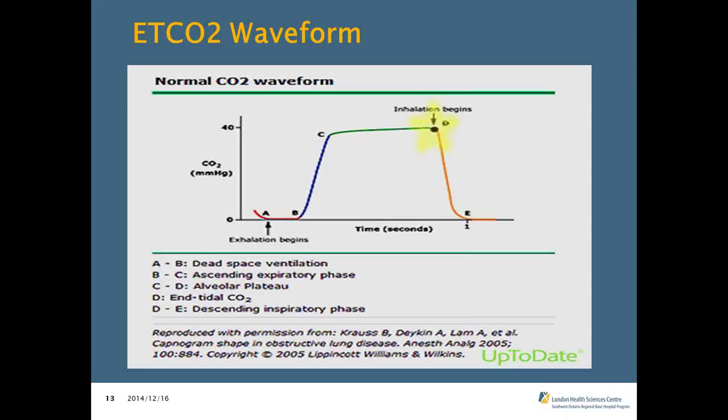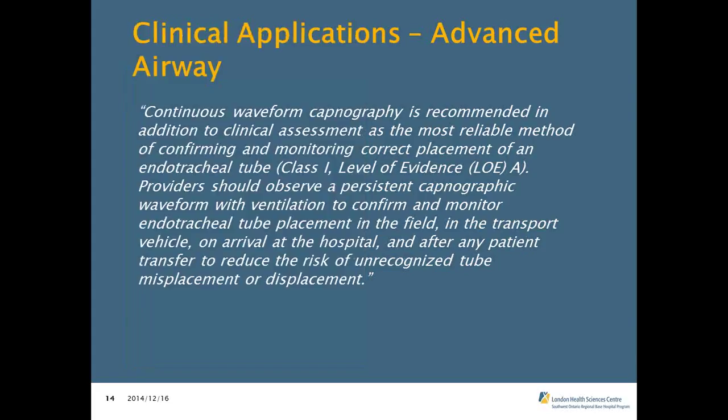You'll see that number displayed, which we want to be between 35 and 45 millimeters of mercury. The reading is just a point in time reading, so that's why you don't see that number fluctuating with the ventilatory cycle. Your monitors will just read that point D in time and give the quantitative number at that point.